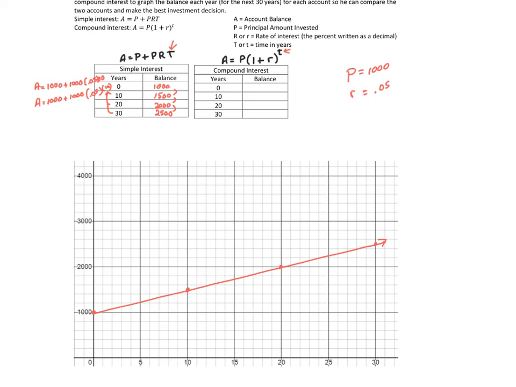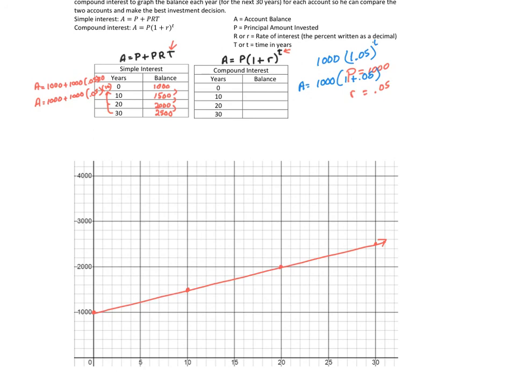Let's go with the compound interest. So we have years as 0. Now our formula is different. So for the first one, this is going to be 1,000 times 1 plus 0.05. Hey, for 1 plus 0.05 in parentheses all by itself, can I just write 1.05? That would be so much easier. 1,000 times 1.05 to the t power.